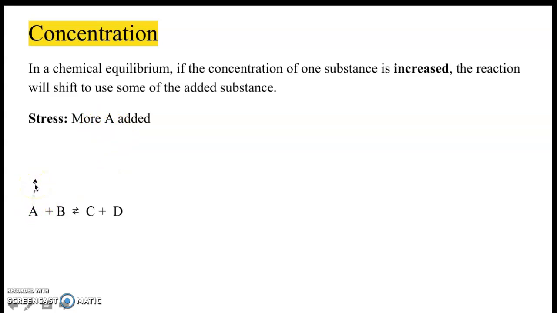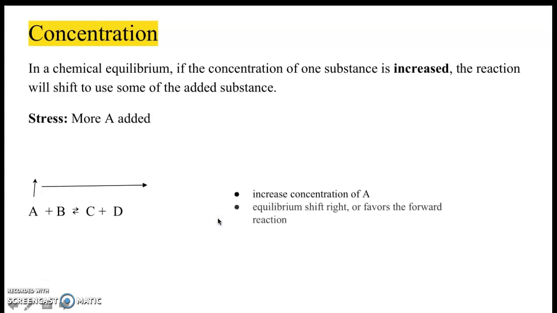Now our reaction is going to have to shift to use up what has been added in excess. So the reaction is going to have a right shift in order to make A react with B to get rid of the excess of A. So we increase the concentration of A. Our equilibrium is shifting right or favors the forward reaction. The equilibrium is shifting to get rid of the excess of A.